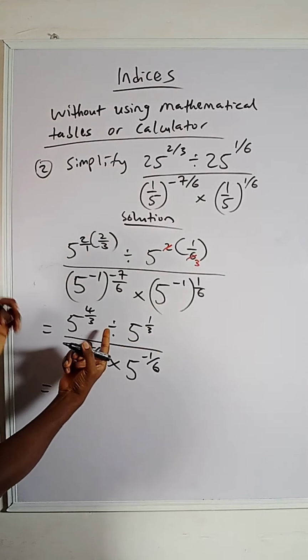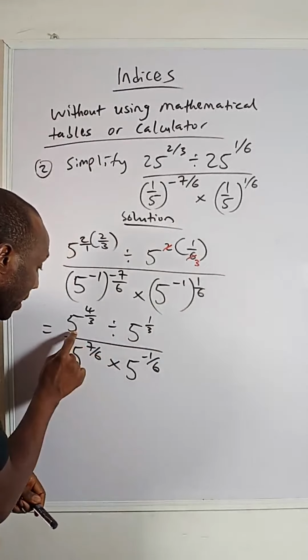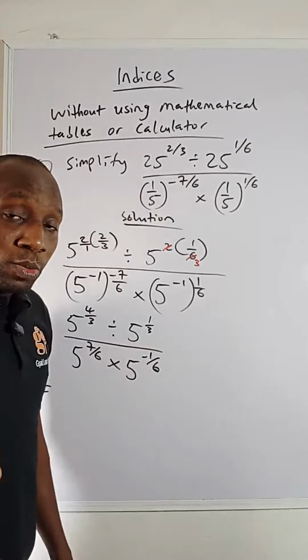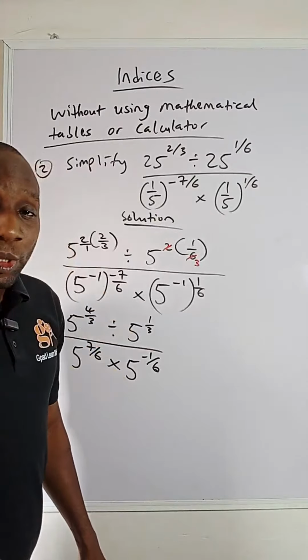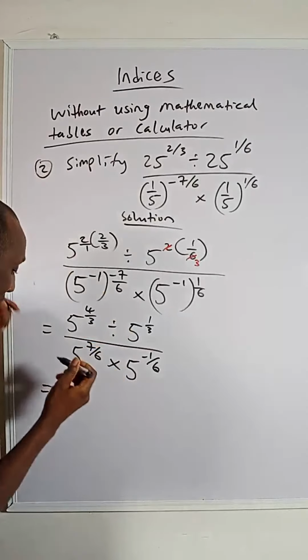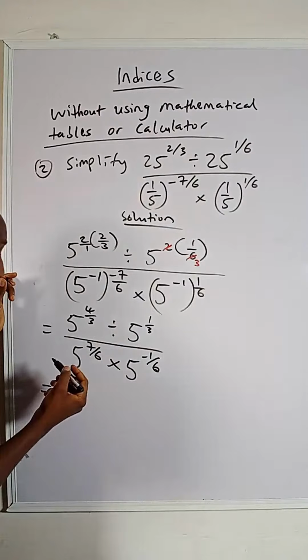We are dividing. They have the same base, 5 and 5. What do we do? We subtract the exponents. So this is going to be 5 raised to the power of what?